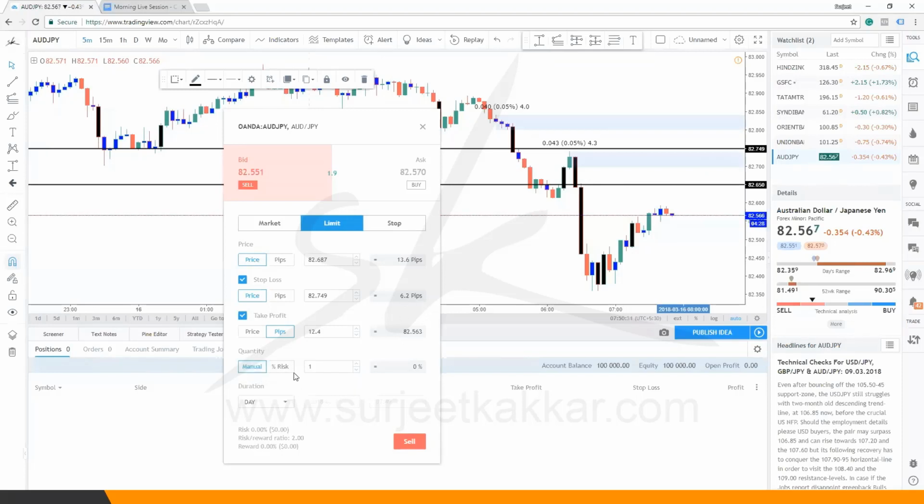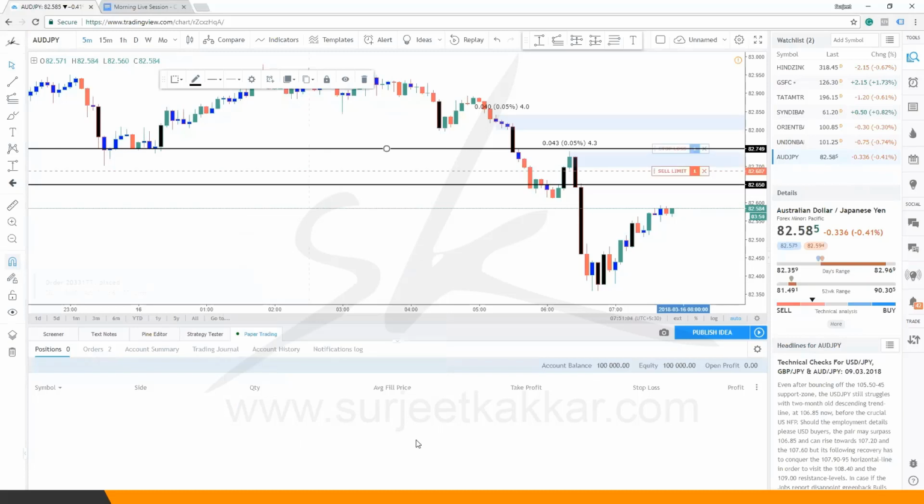And quantity we are doing manually. Otherwise you can do it based on some risk management rules. And duration would be the day, which means at the end of the day, if you don't get this order filled, it will be cancelled by default, right? GTD would be good till date, that is for how many days you want this order to be in the system. And GTT is good till time, right? Until what time this order should be in the system. So they have given three options: good for the day, good till time, and good till date, right? So let's keep it as day, and let's place this order.